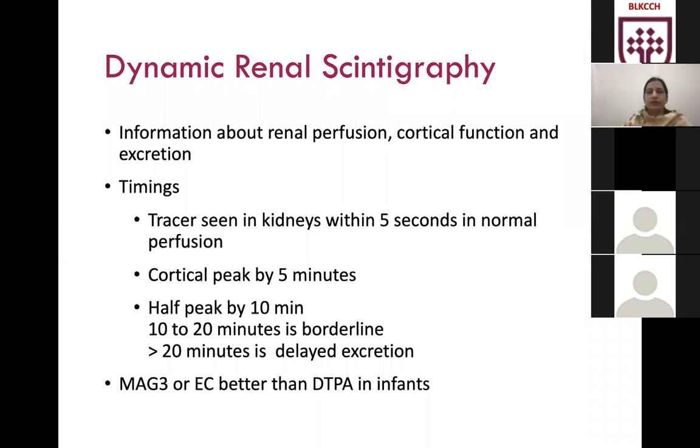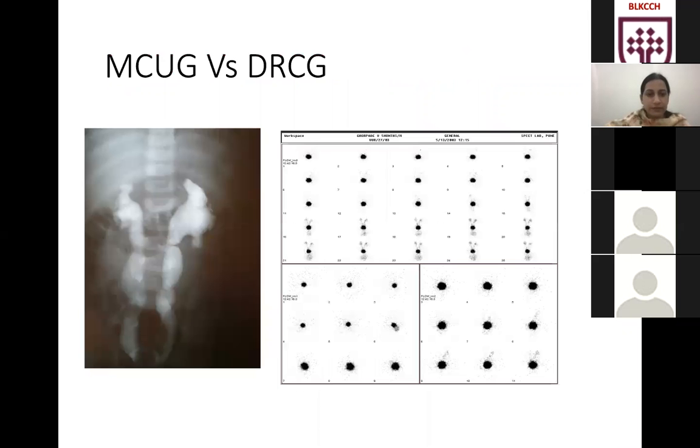So dynamic renal scintigraphy gives us information about renal perfusion, cortical function and excretion. And a few things we need to remember. The tracer is seen in the kidneys within 5 seconds in normal perfusion. The cortical peak happens by 5 minutes. A T half is normal up to 10 minutes. 10 to 20 minutes is borderline, and more than 20 minutes T half is delayed excretion. And MAG3 or EC are better than DTPA in infancy.